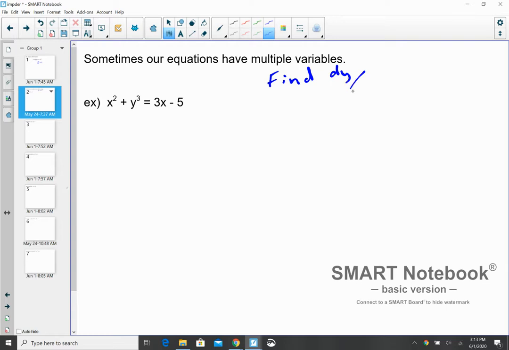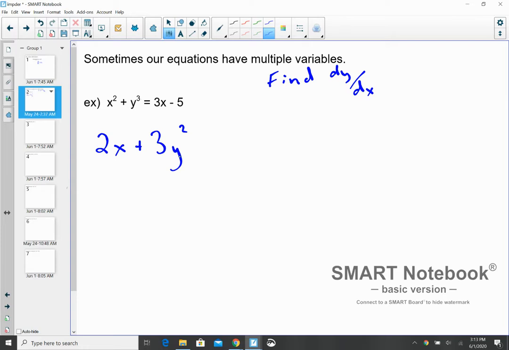Let's find dy over dx. So let's take the derivative of this equation. Now, the derivative of x squared turns into 2x. No big deal. Now, the derivative of y cubed would turn into 3y squared. However, we're not done. Normal power rule here: the 3 goes in front, subtract 1, that's where the 3y squared comes from.